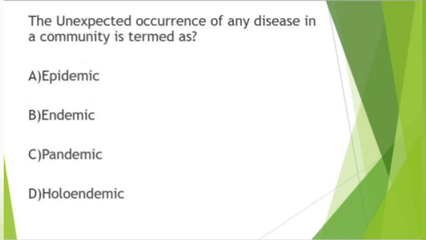The unexpected occurrence of any disease in a community is termed as: option A, epidemic. Option B, endemic. Option C, pandemic. Option D, holoendemic. The unexpected occurrence of any disease is known as epidemic. What is endemic? We already discussed, it is the usual occurrence. Then if a disease is worldwide occurrence, it is known as pandemic.